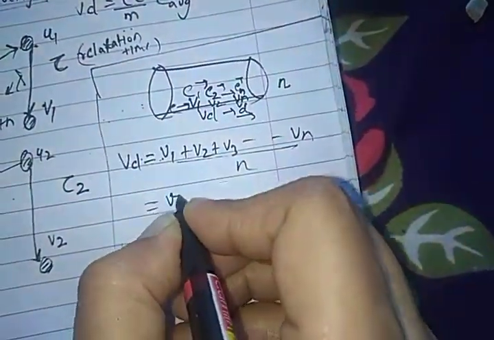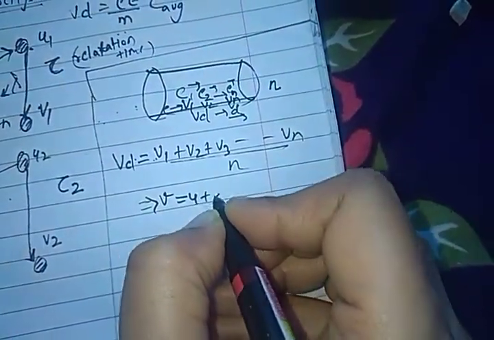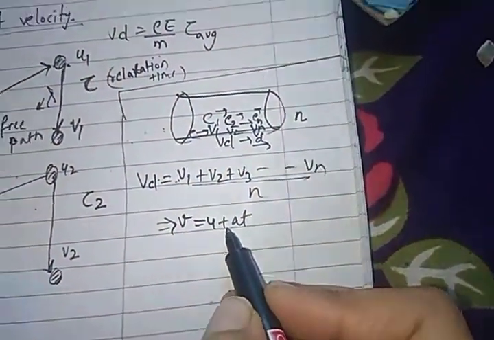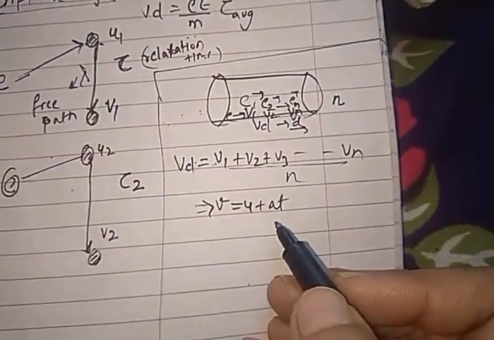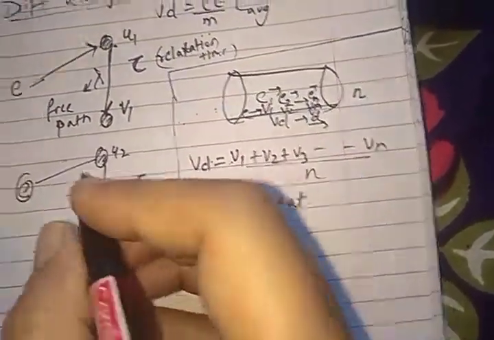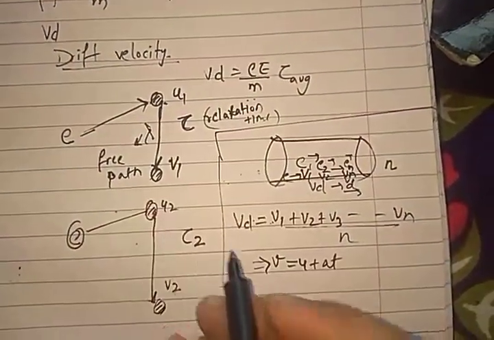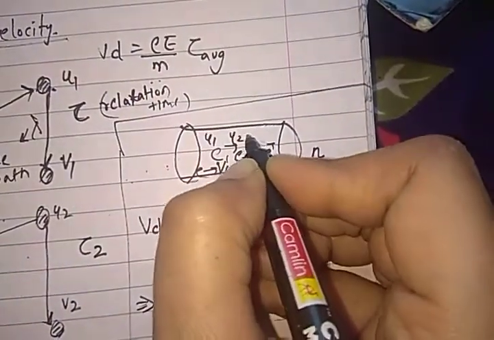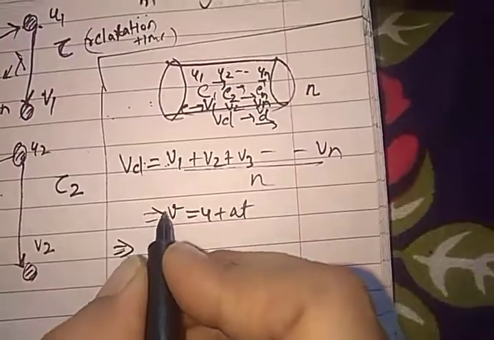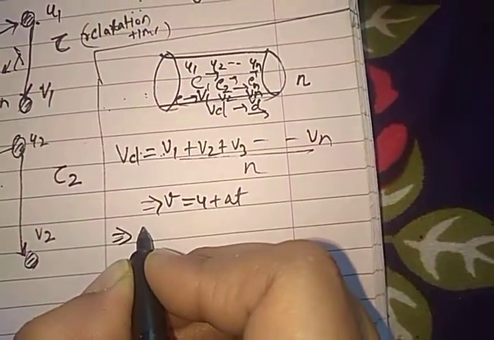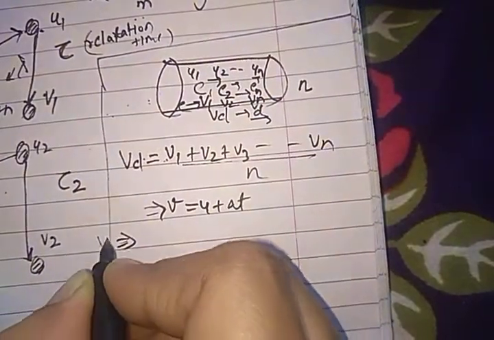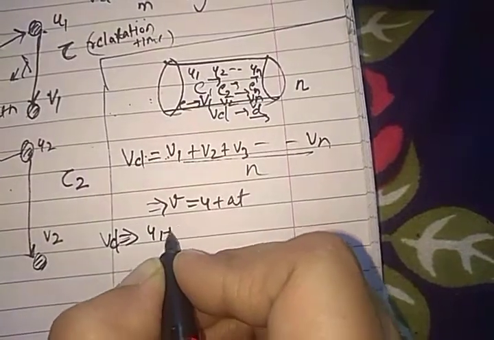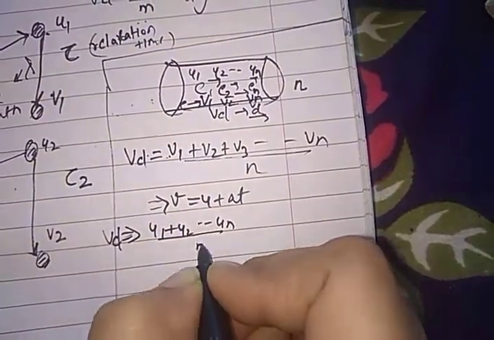Now from the equation V is equal to U plus AT. Remember, the first equation of motion, which we studied in class 9th and 11th. Many electrons are moving, so they must have initial velocities u1, u2, up to un. So here instead of V we can write Vd, because this is the drift velocity. And instead of u, we can write u1 plus u2 up to un upon n.